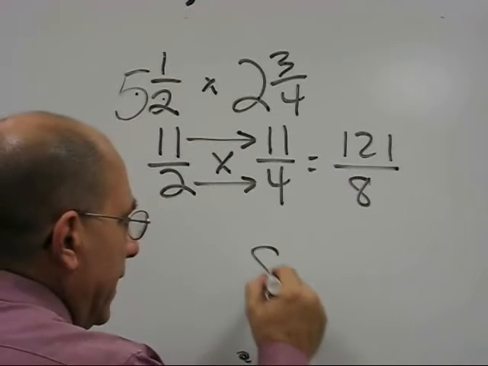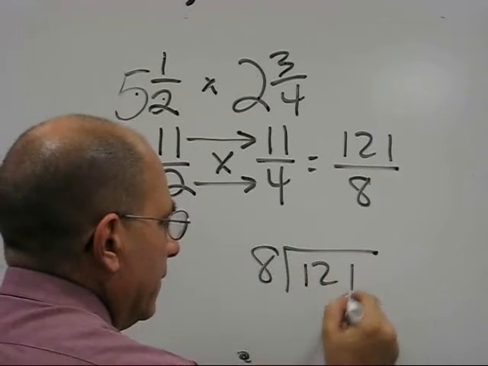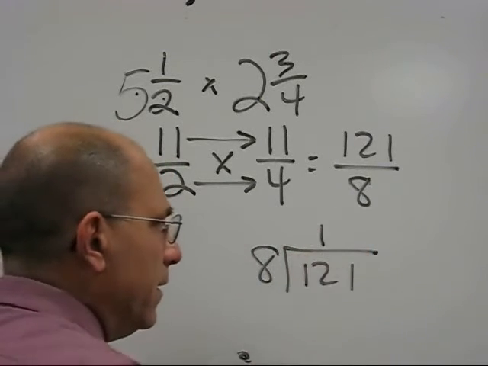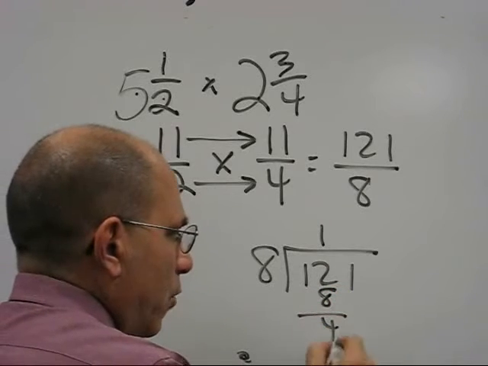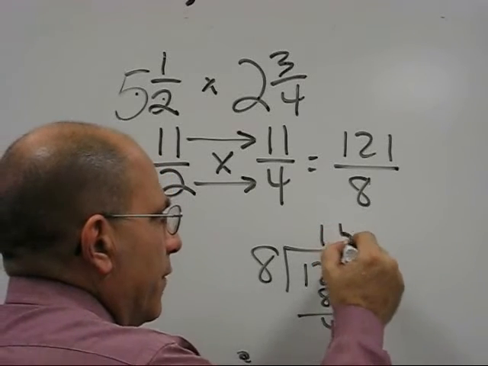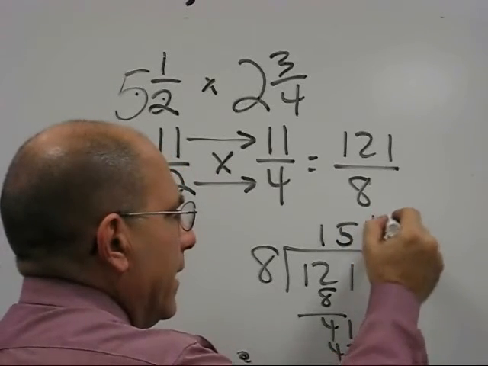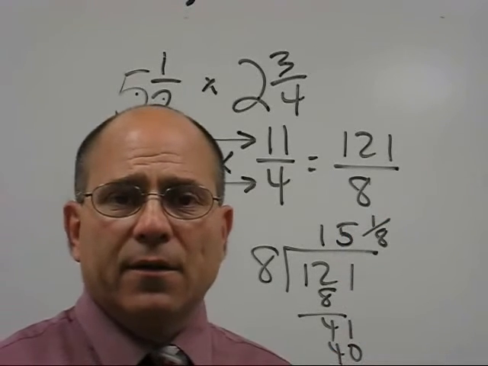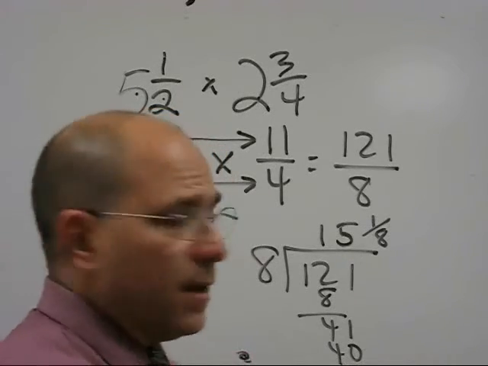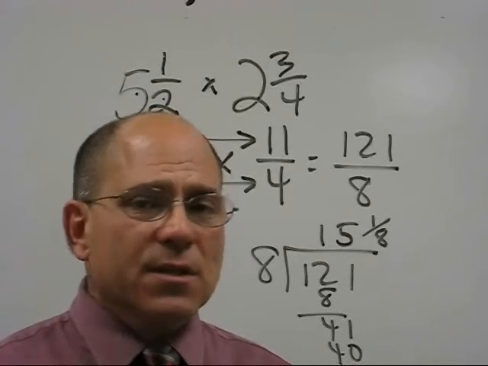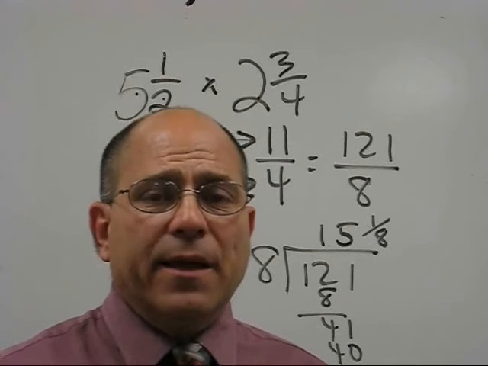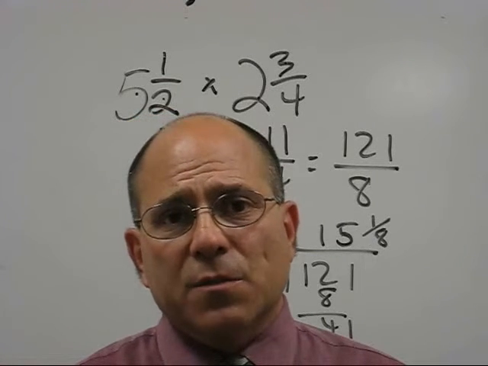Alright? Now we divide 8 into 121, and you can get 1, and put the 8 right there for 40. Put a 5 there for 40. Leaves 1 left over, 1/8. 15 1/8. Again, I try to keep this as simple as possible so that they make as few mistakes and it builds up their confidence as much as possible.